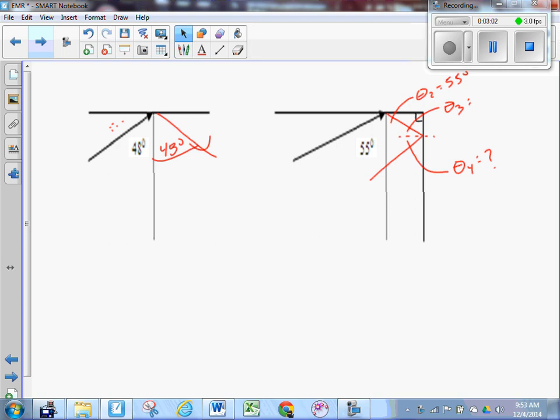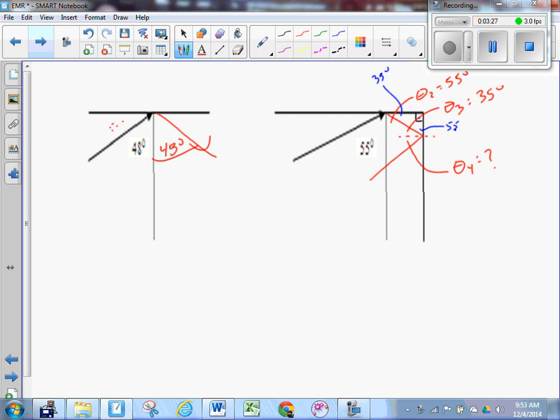If this is 55 degrees, then this angle would be 35, right? Because the normal line is always drawn at 90 degrees. So 55 and 35 gives me 90 degrees. And this is 35, and this is 90, then this would be 55. And if this is 55, then this has got to be 35. So theta 3 will be 35 degrees.